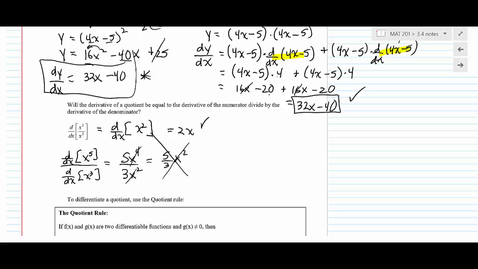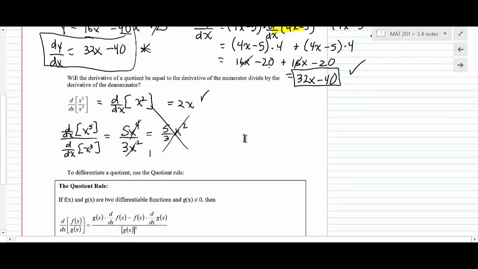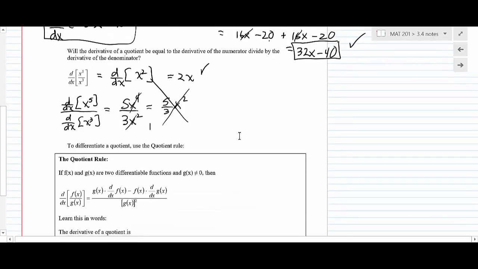The thing that's important is to understand that if you have a quotient, you can't just do top and bottom separately. It does not work. So you want to get that in mind. When you have a quotient, you have to apply the quotient rule. So here is the quotient rule.